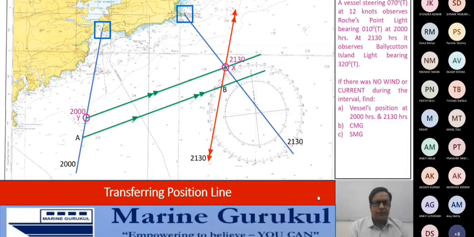Let's proceed ahead now. In this case, of course, CTS and CMG are same, engine distance and distance made good are same. Why? Because there was no wind and no current. So you can see other notations also showing up.